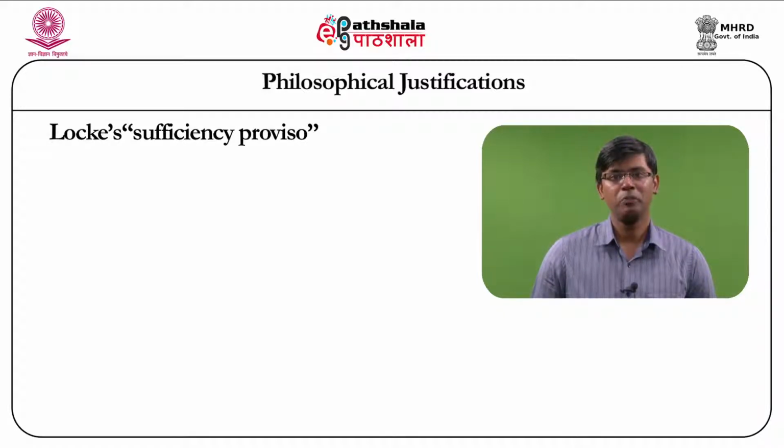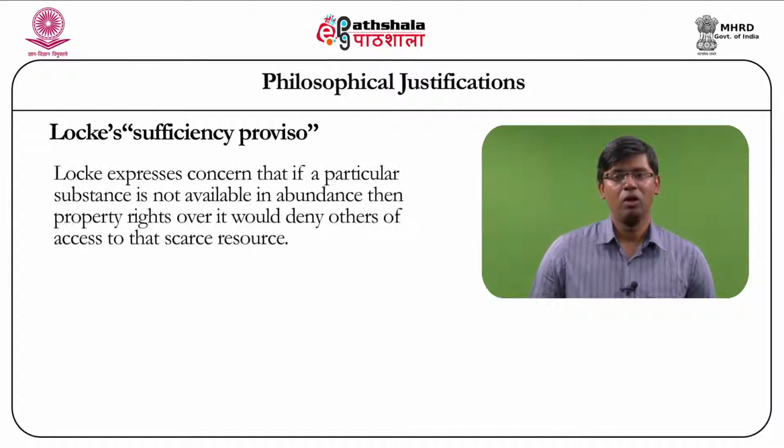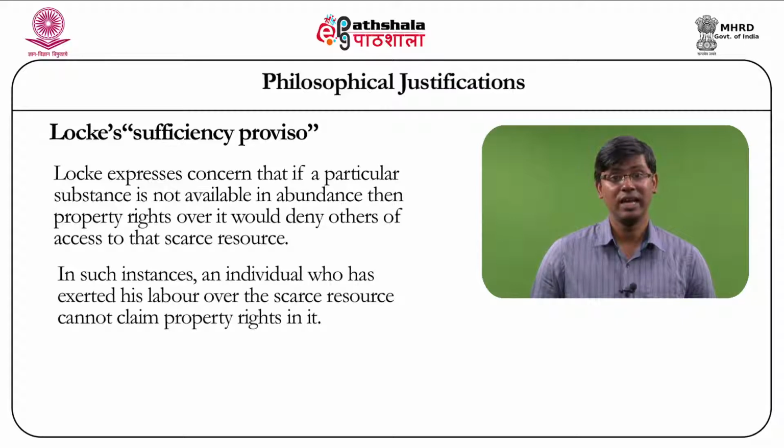According to Locke, property rights can be allowed only if it does not deny others of resources existing in nature. If there are enough resources available in nature, then property rights can be claimed over resources when a person exerts labor over it. Locke expresses concern that if a particular substance is not available in abundance, then property rights over it would deny others of access to that scarce resource. In such instances, an individual who has exerted his labor over the scarce resource cannot claim property rights in it.